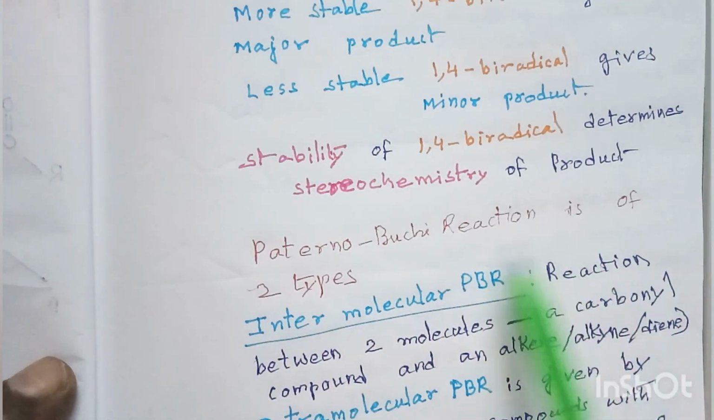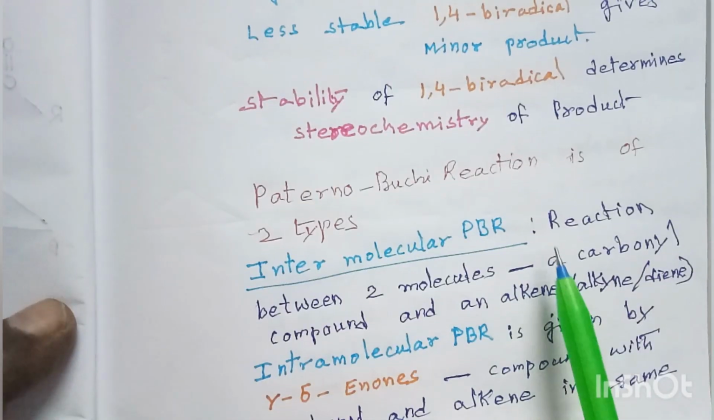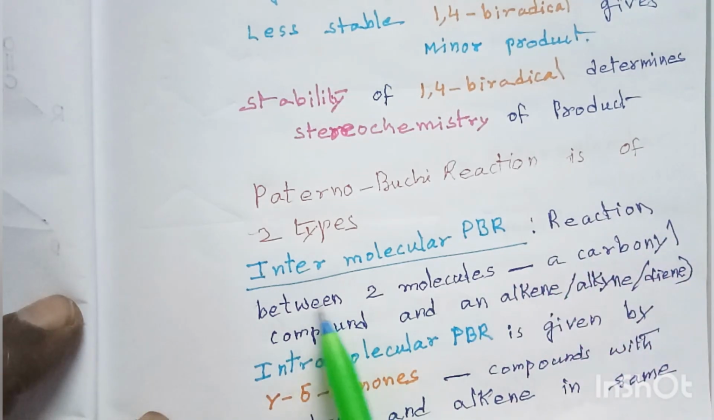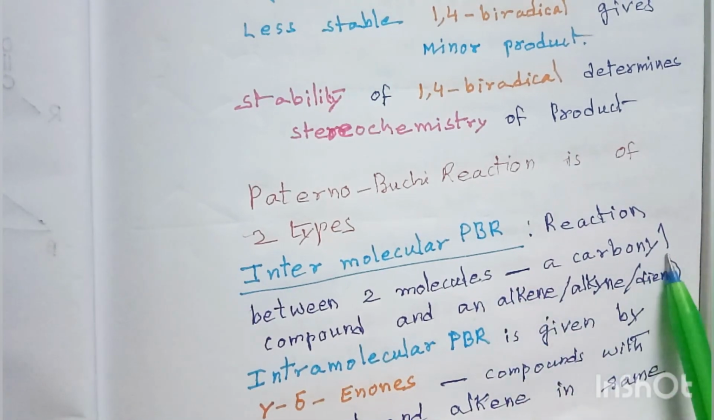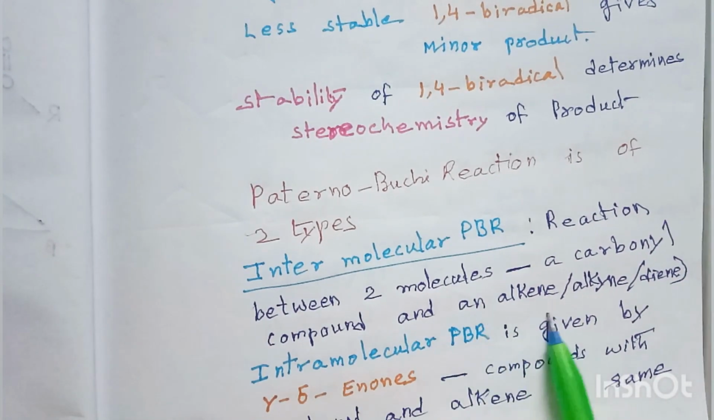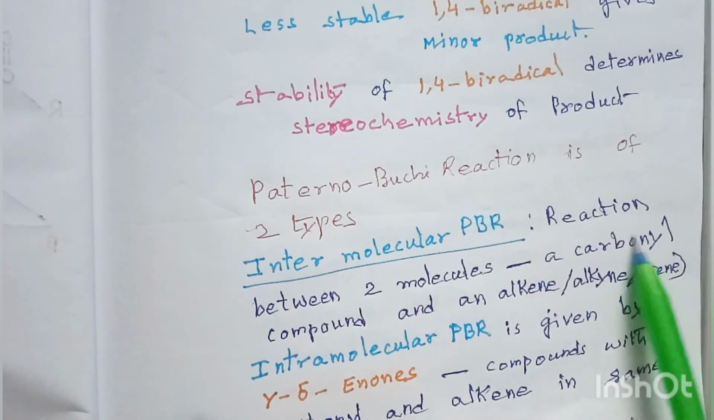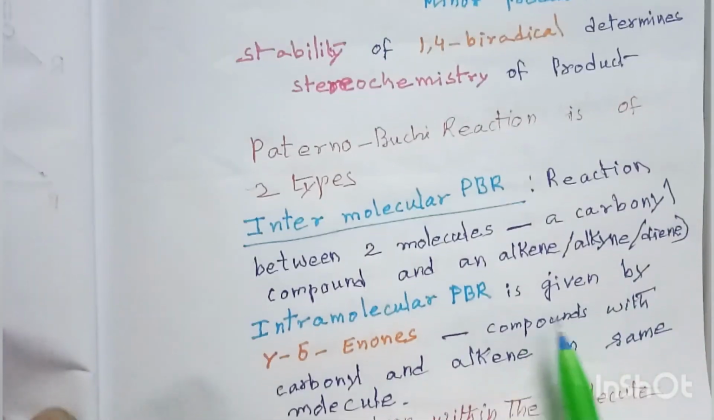Paterno-Buchi reaction is of two types. One is intermolecular Paterno-Buchi reaction. That is, the reaction occurs between two molecules. One molecule is a carbonyl compound and another molecule is an alkene, alkyne or diene. This is an intermolecular Paterno-Buchi reaction.